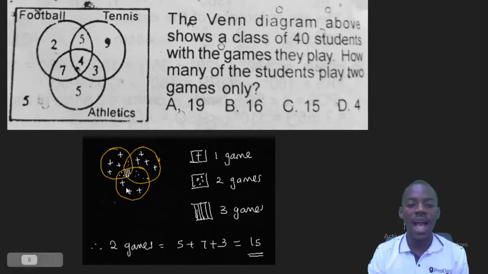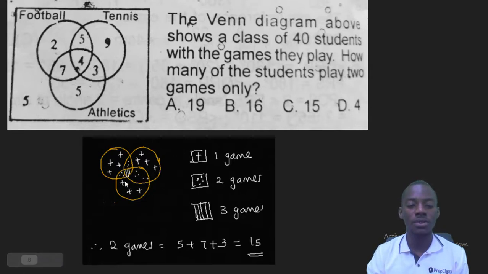Now look at this. I use this diagram to explain this. This diagram is actually for this question, but I use it to make it easier. Those that play one game are those that play only tennis. You can see one game are here, here, and here. Only tennis is 9, only football is 2 plus 2, and only athletics is 5. Then those that play 2 games are in between: 5, 7, and 3. That's here, here, and here.